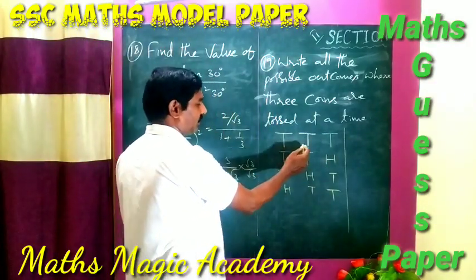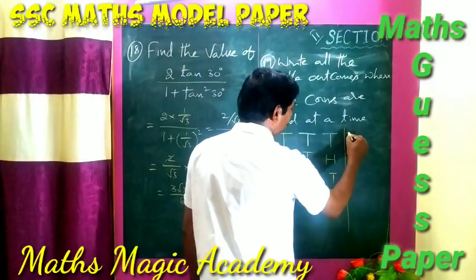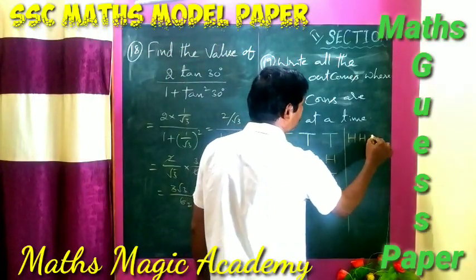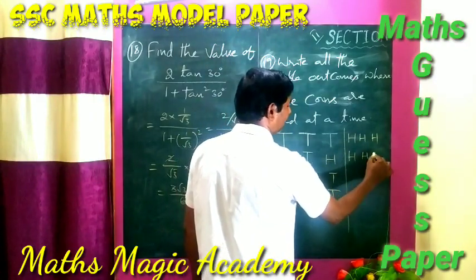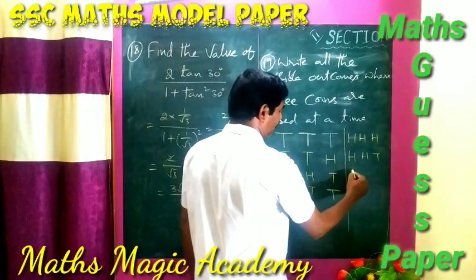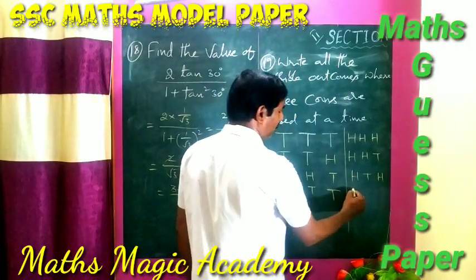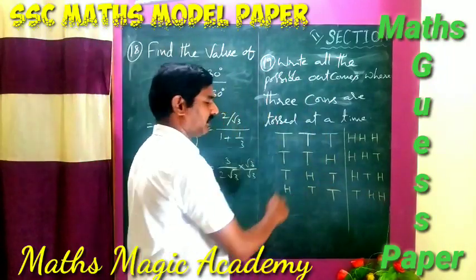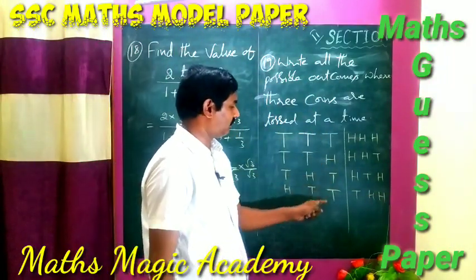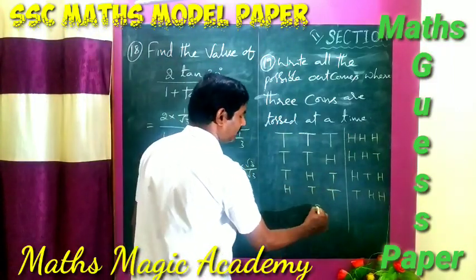So based on this, when all are tail, we can write like this. If all are head, then the possibilities are head, head, tail, or head, tail, head, or tail, head, head. How many possibilities are there in total? See, 1, 2, 3, 4. Here also 4. Total possible outcomes are 8.